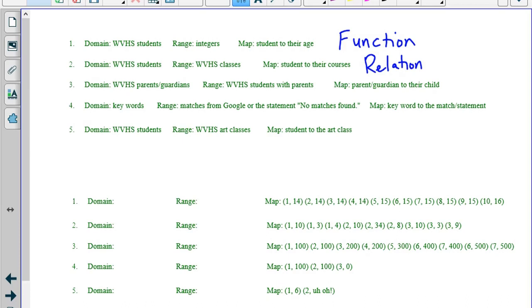Number three, Wabansie Valley High School parents and guardians, range, the students. This with the parents is like matching them. So I'm sorry, I should have kept that off. The map is mapping the parent or guardian to their child or their ward, so to speak. So does every parent or guardian have some sort of child or ward if they're associated with Wabansie Valley? Yes. Does every parent or guardian have only one? No. So then this is a relation.